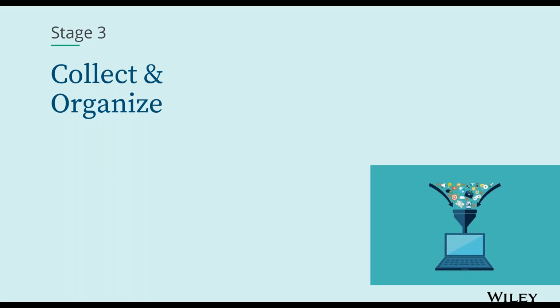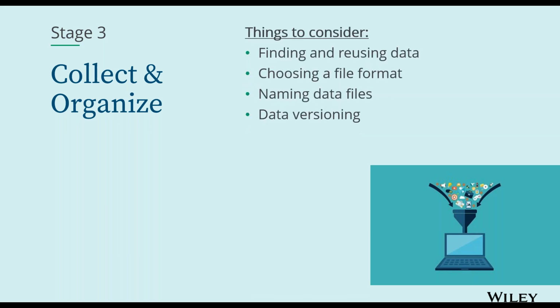Okay, now to stage 3. This is the collect and organize stage. And these are some things to consider. So you want to be able to find and reuse data easily, right? So there are best practices for that. You also want to think about how you format your files and how you name those files and how you keep a good record of the different versions of your data.